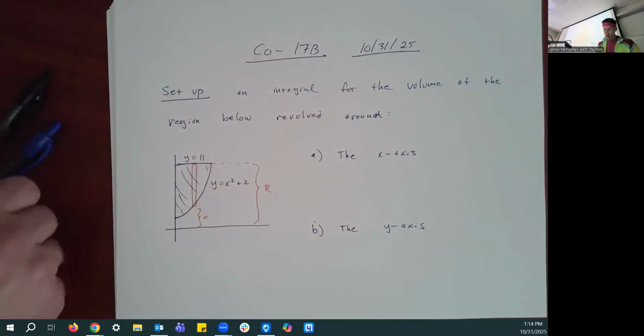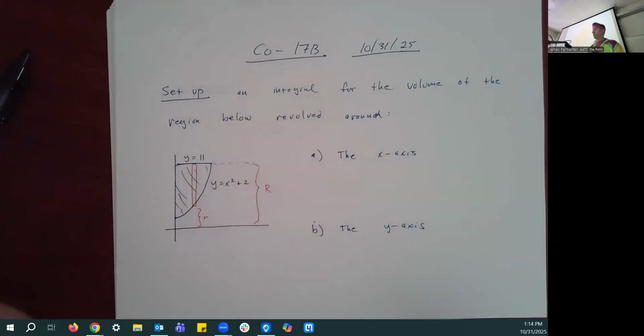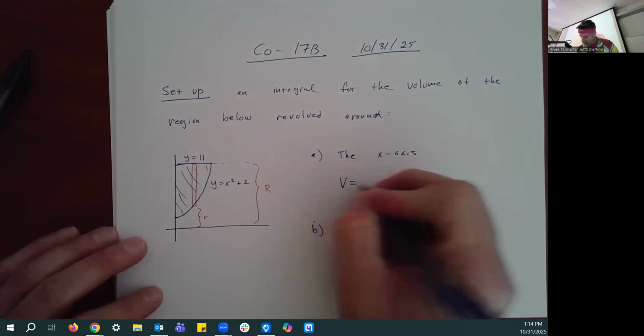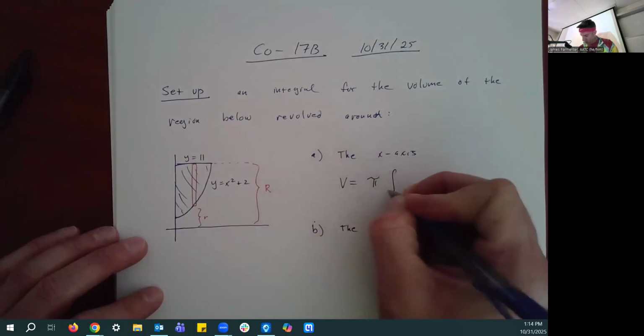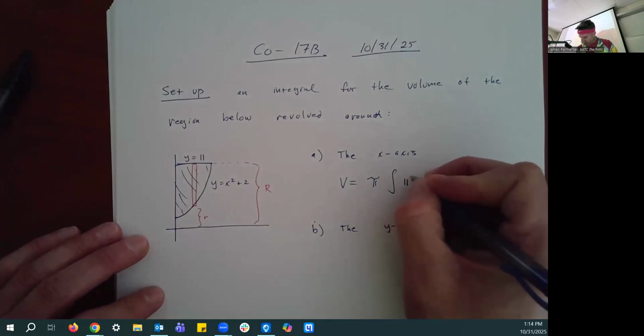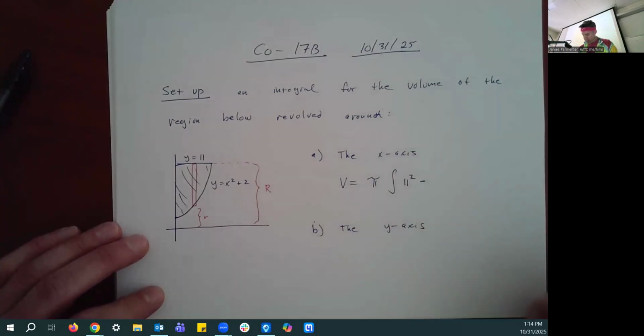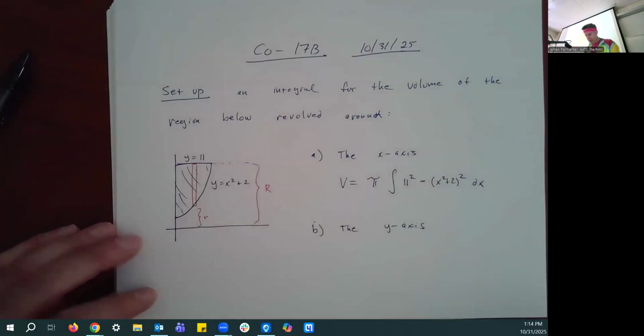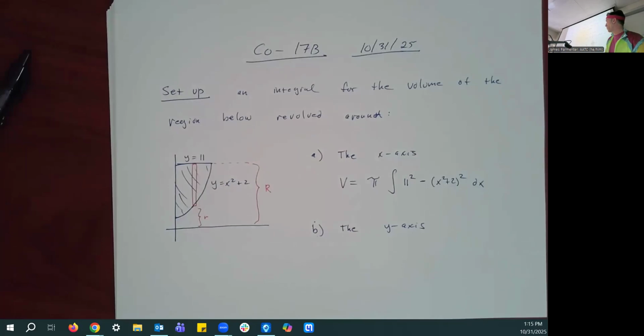So here, the volume should be, we'll worry about the limits of integration in a second, pi times the integral from somewhere to somewhere of my outer radius, which is 11 squared, minus my inner radius, which is the function x squared plus 2, squared, dx.